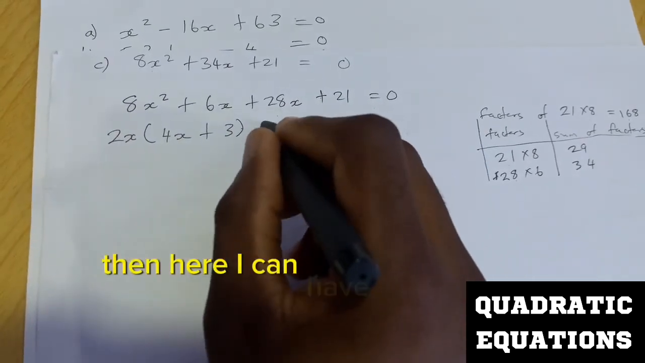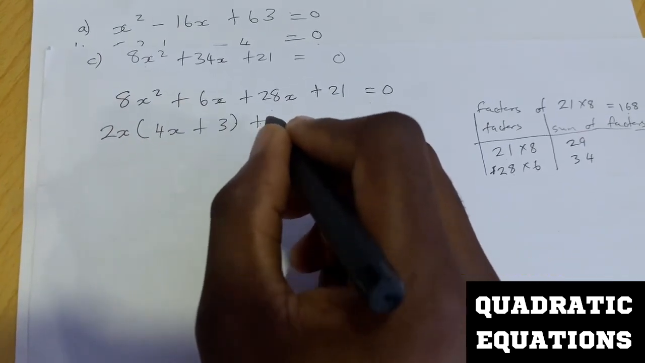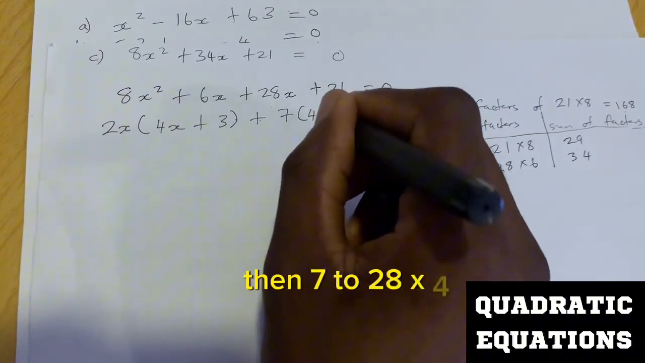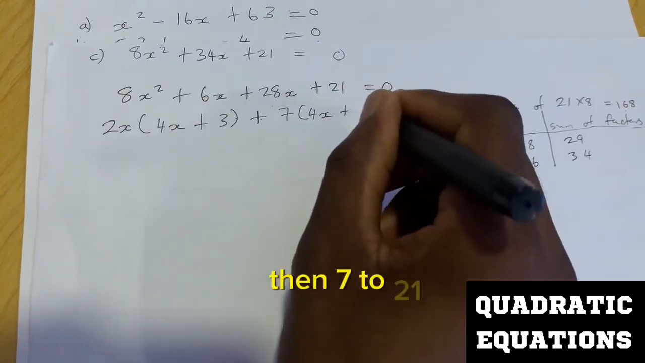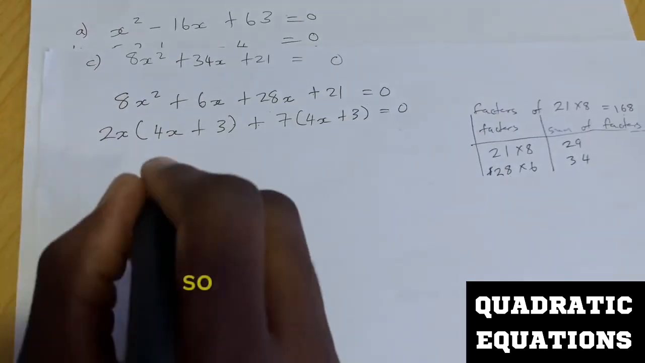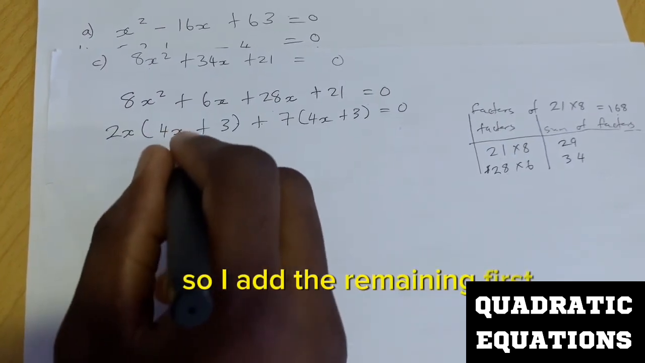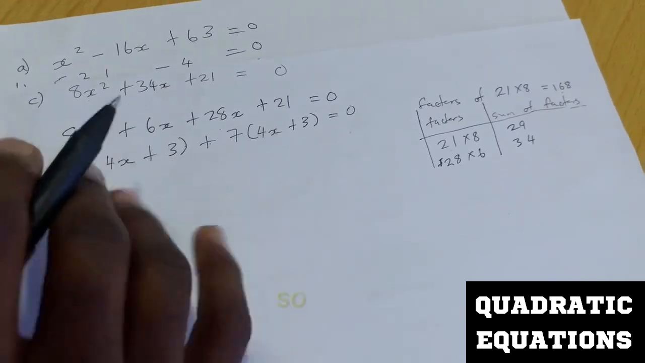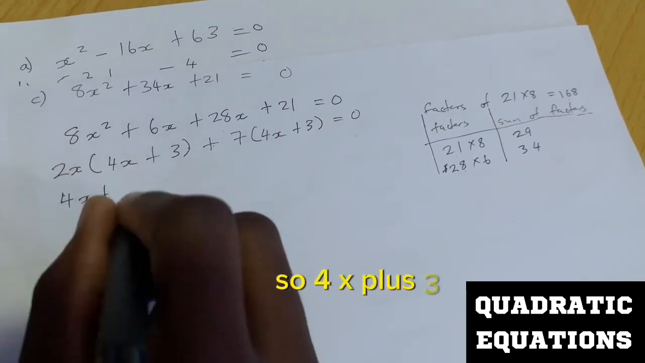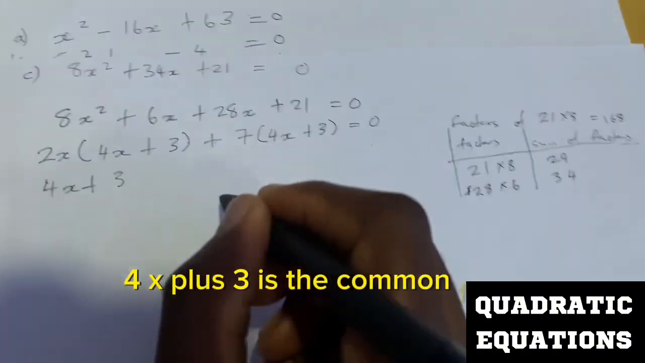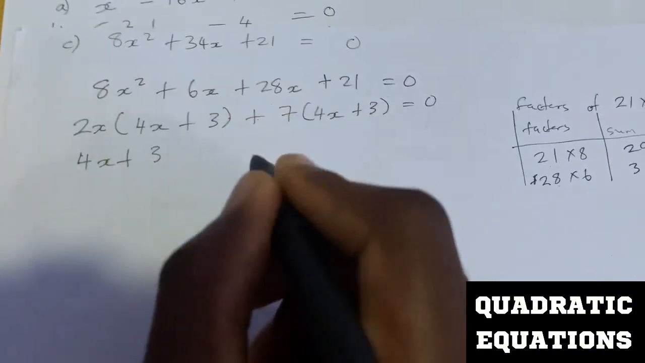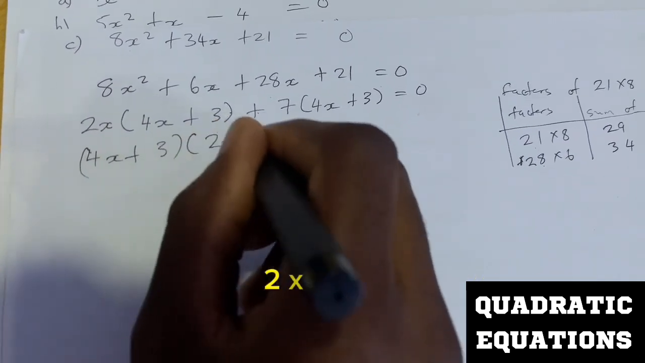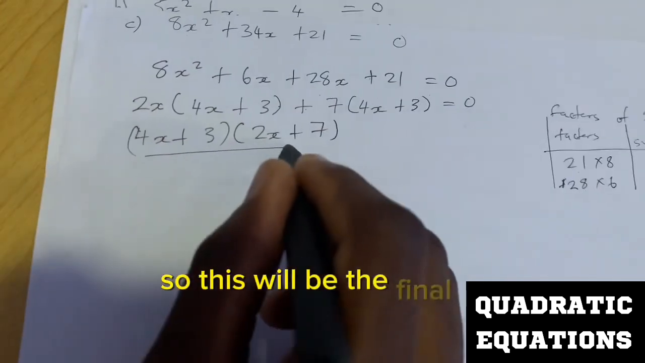Then here I maintain the sign, and 7 is the common factor. Then 7 into 28x, 4x. Then 7 into 21, 3. So I add the remaining factor. I first write the common factor, which is 4x plus 3. So 4x plus 3 is the common factor, and then I add the remaining factors, 2x plus 7. So this will be the final answer.